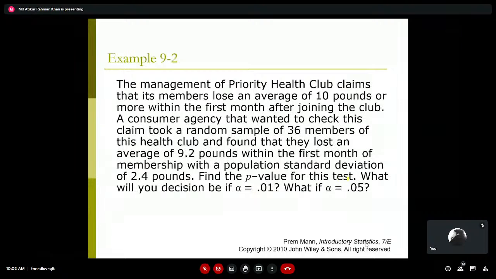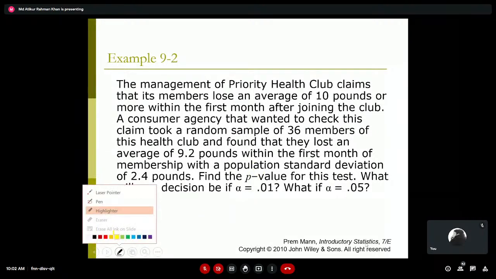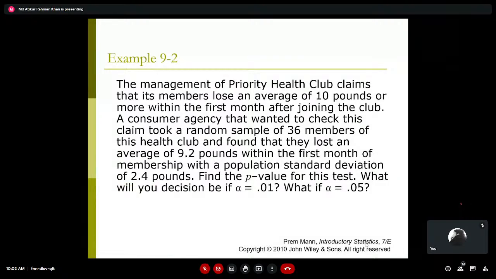Find the p-value for the test. If you find something like that, this means we are supposed to follow the p-value approach, so we need to calculate the p-value. Now, if you look at the problem statement here, what should you find from this part? A consumer agency that wanted to check this claim took a random sample of 36 members. So that is essentially n, n equal to 36.